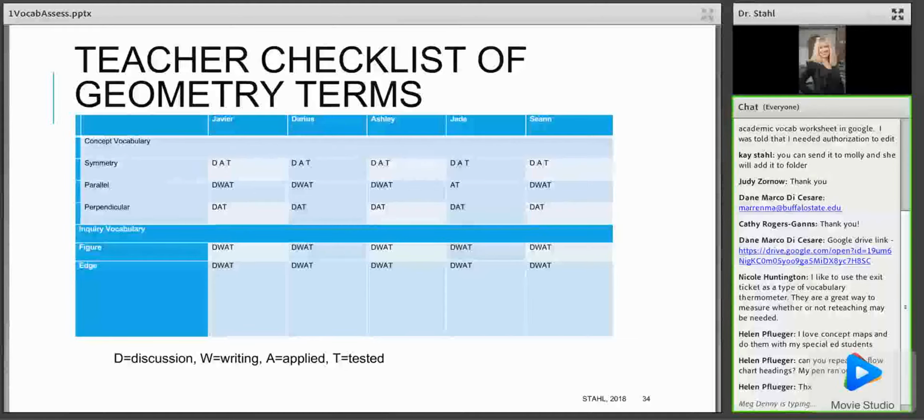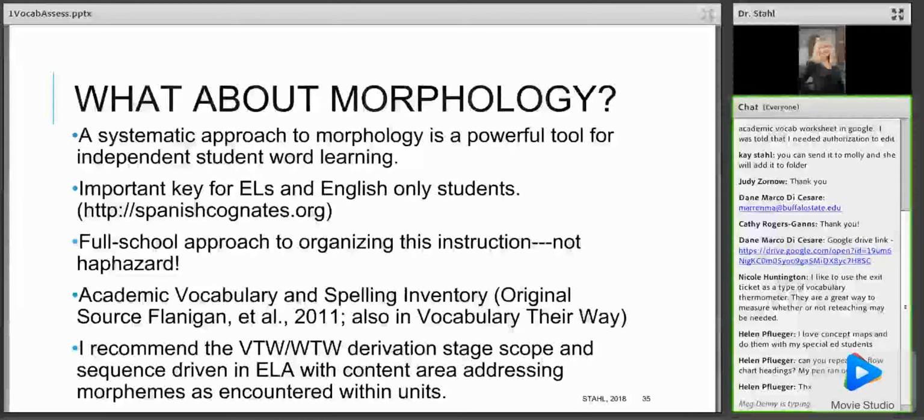Now, here we come again to what about morphology? A systematic approach to morphology is a powerful, powerful tool for independent student word learning, okay? It's an important key for English language learners and English-only students, all right? Because a wonderful website is this Spanish cognates website. Wonderful, that displays all the cognates and relationships to English morphemes.